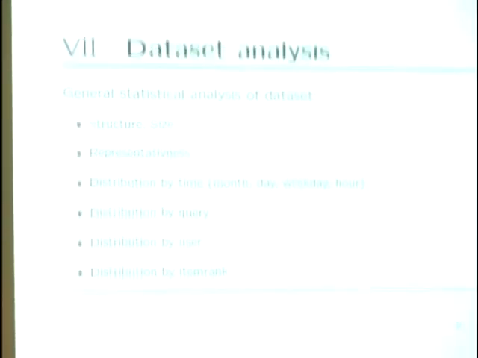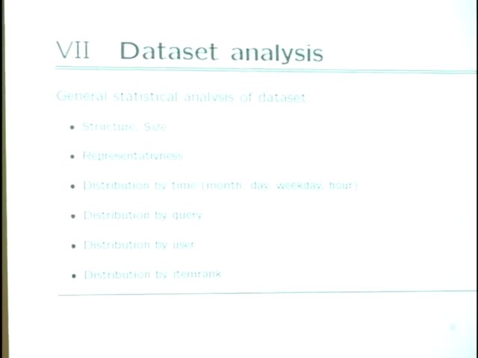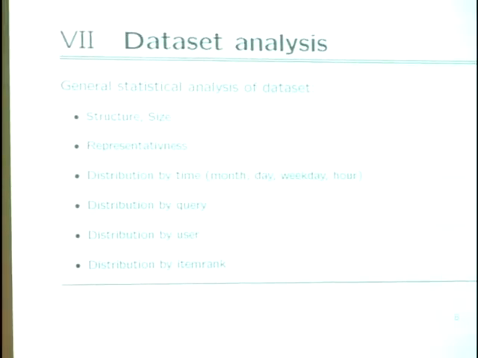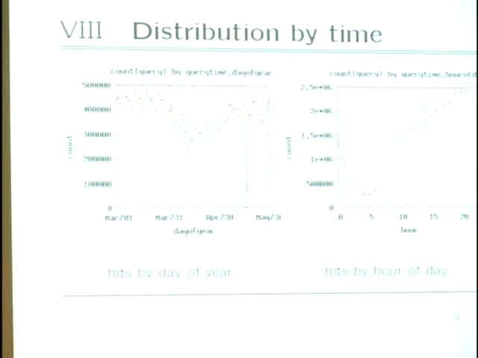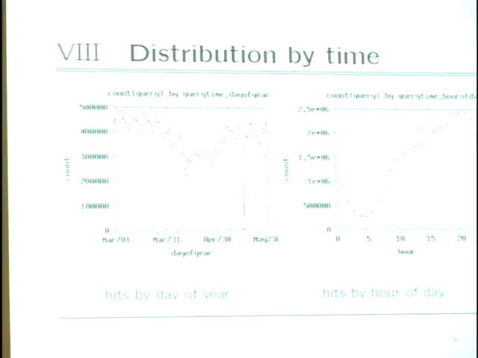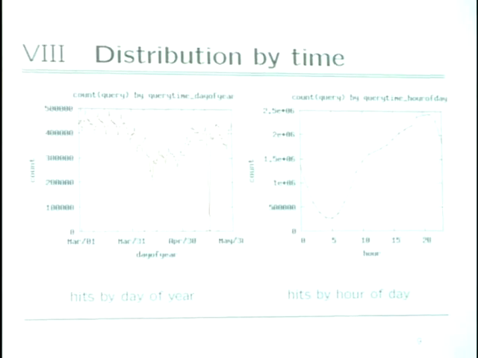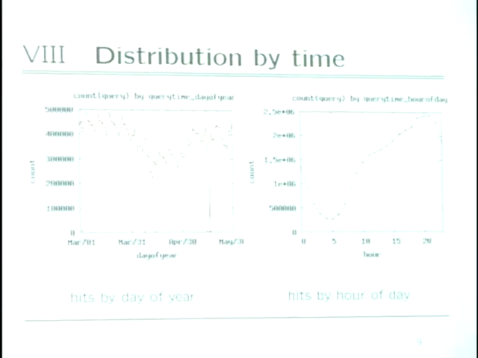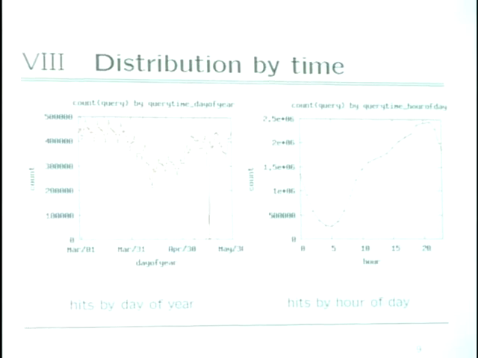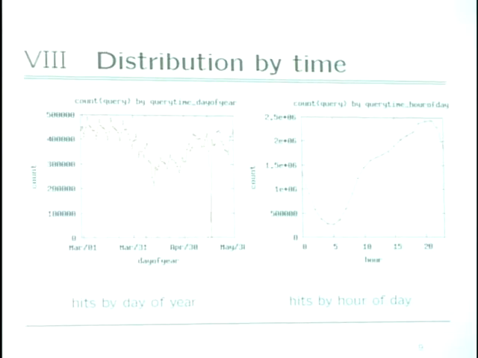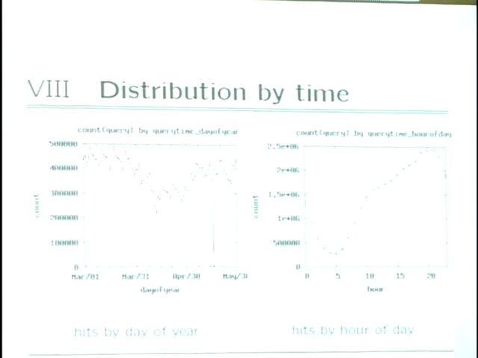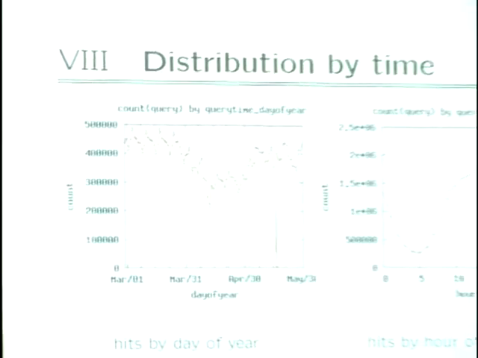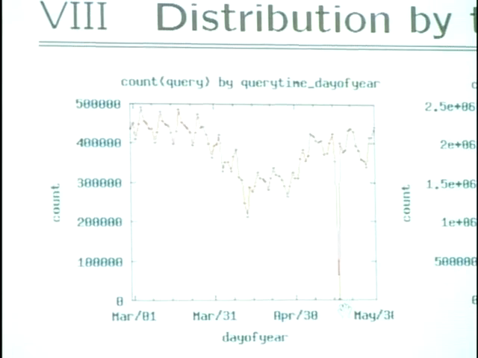Basically, we go through all dimensions of the data. We look at the distribution by time, by query, by user, and by item rank. Let's see. The first plot is basically the frequency plot of the overall data. You can see it is over a period of 3 months. It starts pretty perfect. You can even see some weekly cycles, but then there is a sudden decline.